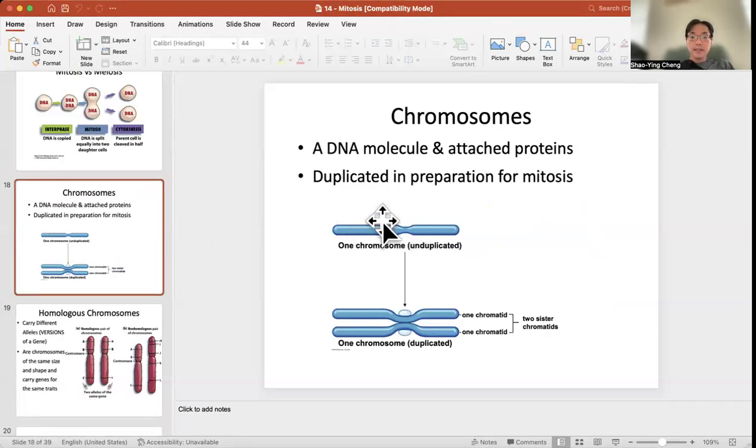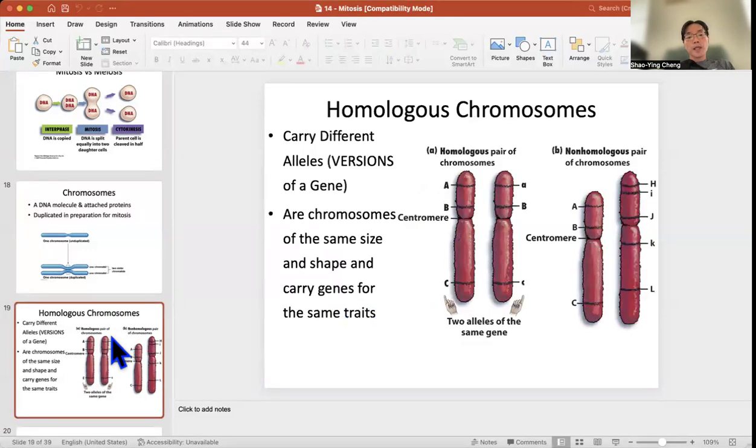Okay, so let's look at the DNA. When DNA is condensed, we call it a chromosome. It attaches to the histone protein. Before they divide, they need to duplicate, so you have two sister chromatids. You have double. And then at the centrosome part, they will be pulled apart. So eventually you end up with two. Each daughter cell has one chromosome.